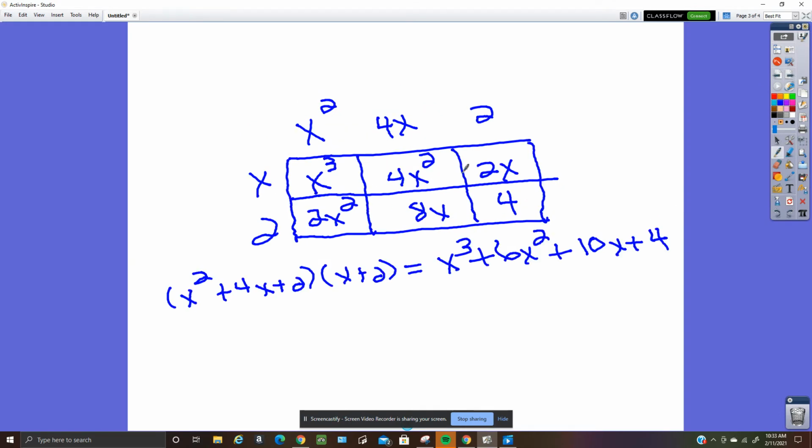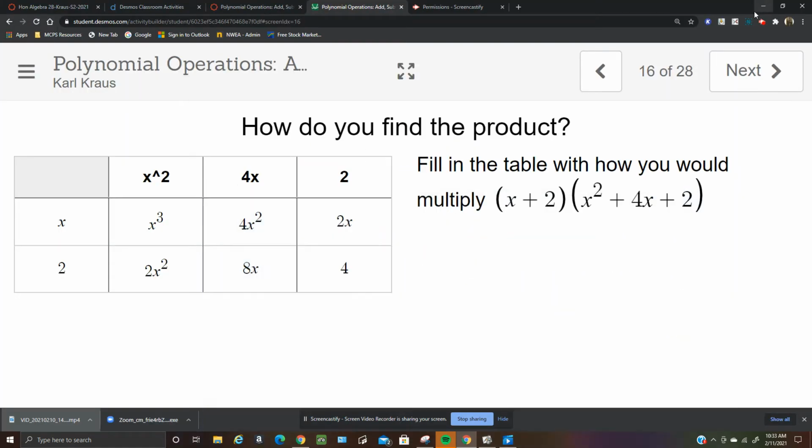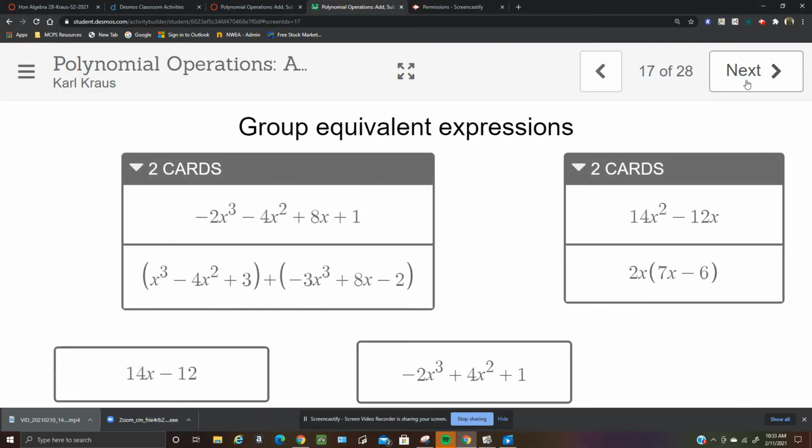So here's the graphic organizer. You have x cubed, add these two together, 6x squared, 8x and 2x is 10x, and then you have the 4 here. So the final answer would be x cubed plus 6x squared plus 10x plus 4. And then matching up the cards here, we combine this, you get that, and multiplying this out, 14x squared minus 12x. And then there's 2 distractors there.